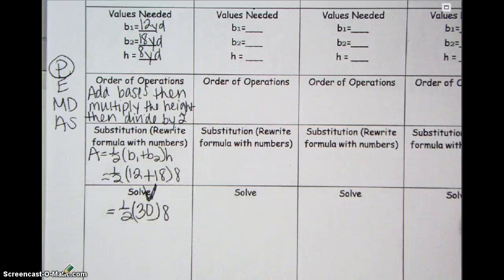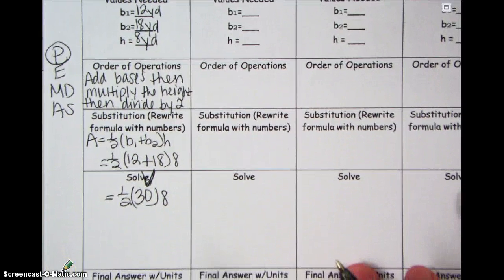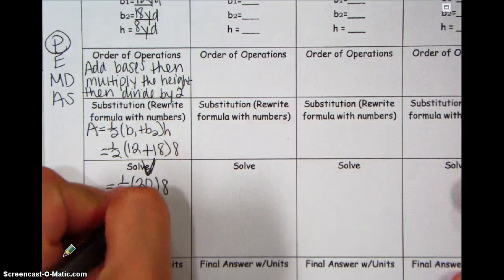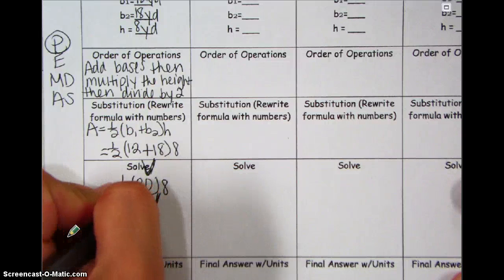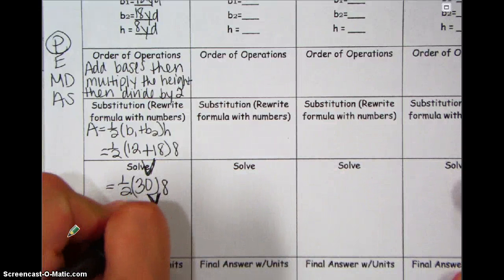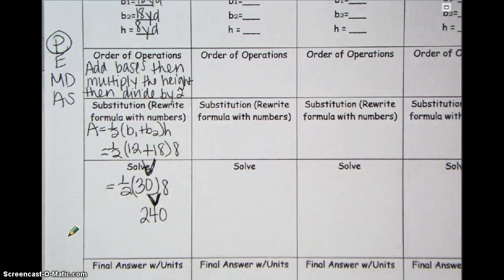So my next step then, after I add my bases, is to multiply my base total times my height. Let's do some quick mental math here. What's 3 times 8? 24, add my 0. So 30 times 8 is 240.